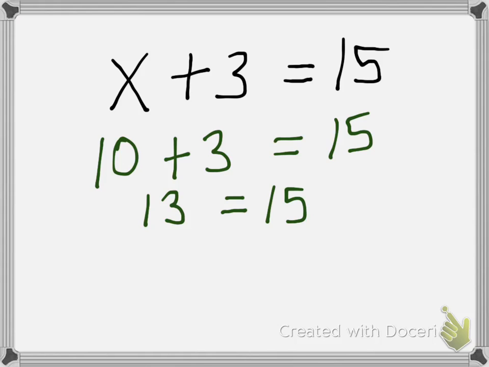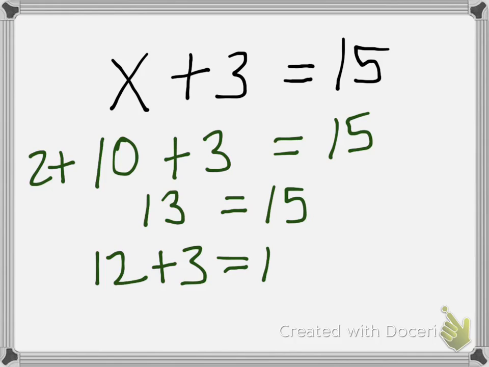Now, I can take my next guess and say I am 2 away from 15, so I have to add 2 to my original guess. So I change my guess to 12. 12 plus 3. Does that equal 15? It does! I have guessed correctly. So that tells me that x equals 12, because 12 plus 3 equals 15.